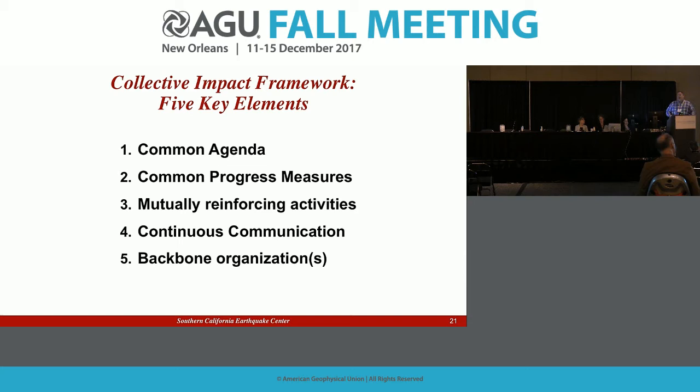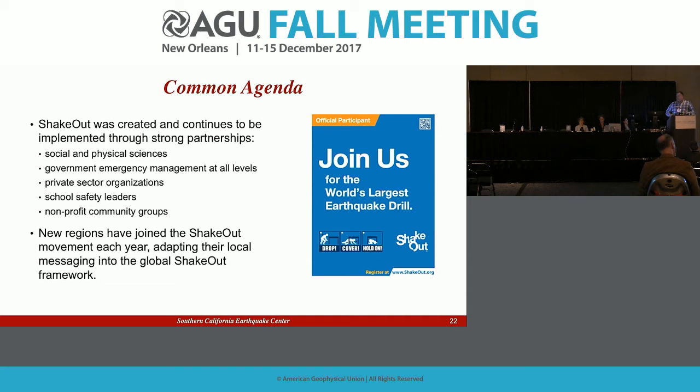And applying the collective impact framework is really interesting to understand where we've been successful and where we can improve. So as far as a common agenda, ShakeOut was created through partnerships across many types of organizations. And as new regions have evolved, it's involved more and more people with new ideas, and that's been really exciting as part of that effort.